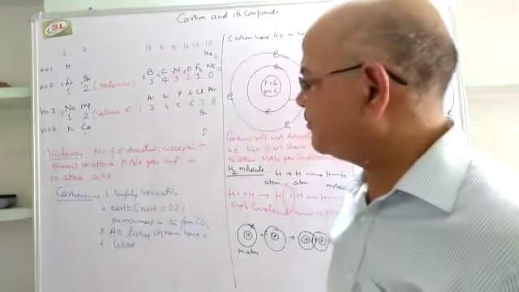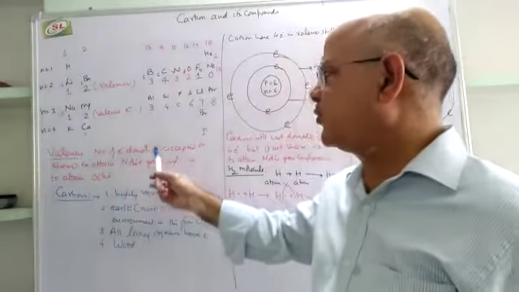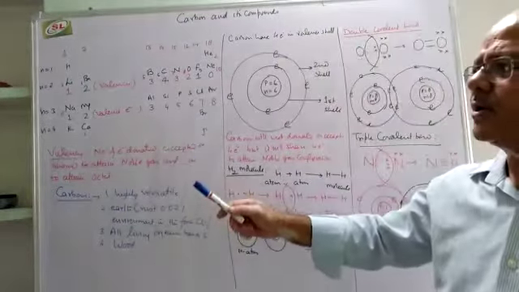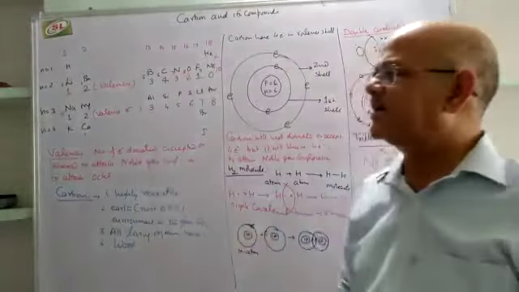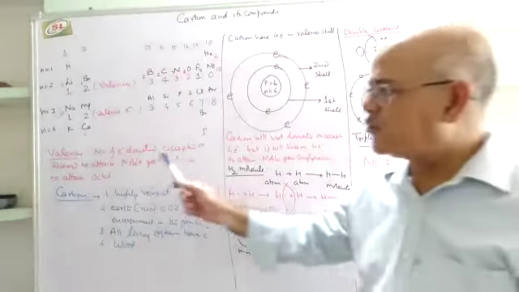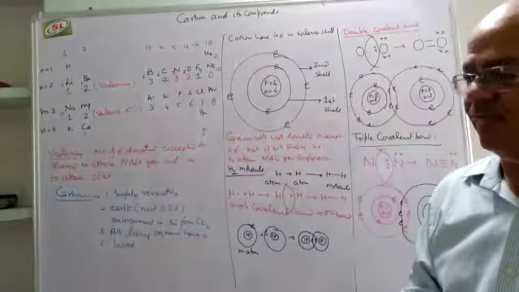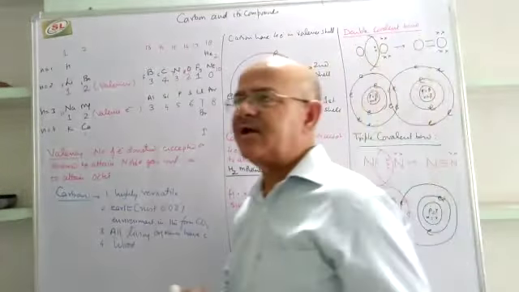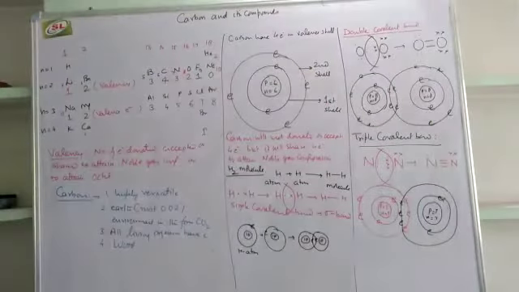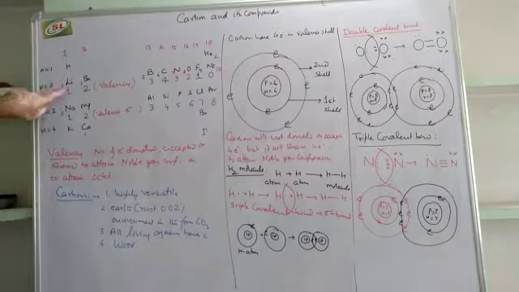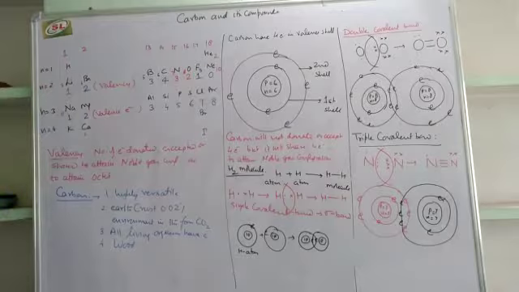Valency is defined as the number of electrons donated, accepted or shared to attain the noble gas configuration, or to attain the octet. Every element will try to attain the nearest noble gas configuration. For example, lithium has atomic number 3, so lithium will try to attain the helium configuration.